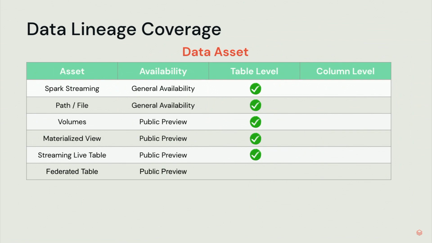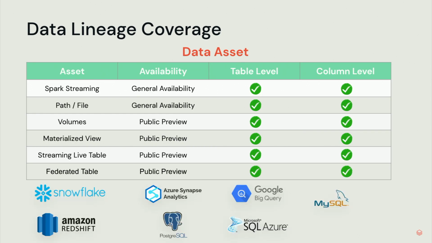Let's take a look at the breakdown of how you can trust the Lineage product so far. Spark streaming, file, volumes, materialized view, streaming live tables are all supported at column level. Federated tables as part of the Unity Catalog public preview of the fabric version are also supported at column level. Now it can connect to Snowflake, Redshift, SQL Server, Postgres, BigQuery, MySQL.